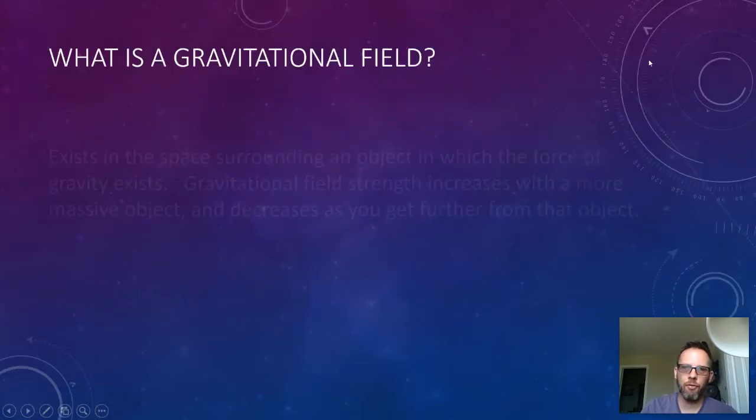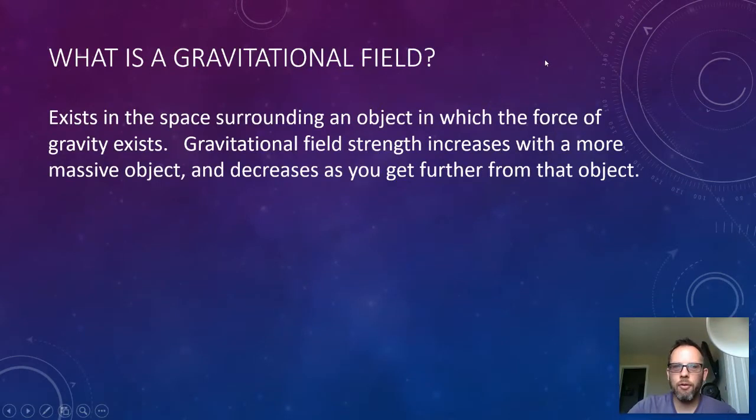What is a gravitational field? Well, a gravitational field exists in the space surrounding an object in which the force of gravity exists. So basically, anything with mass will set up some kind of gravitational field around it, where if you put another mass in that field, it's going to feel some kind of gravitational force, according to Newton's law of gravitation.